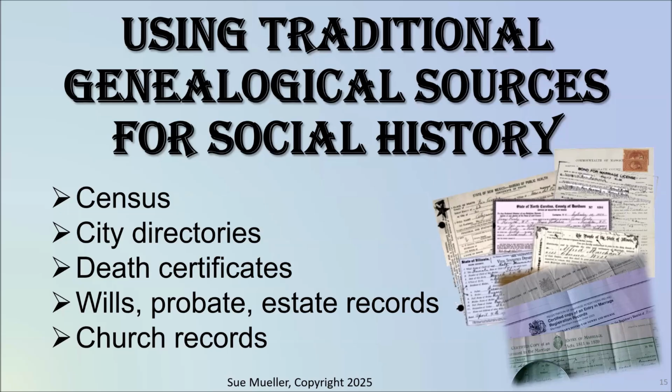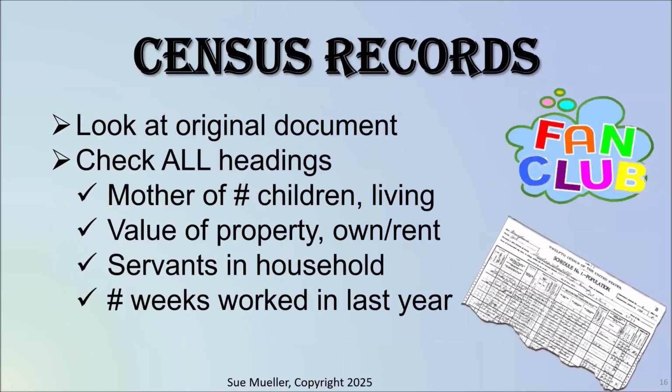Church records are going to be a gold mine. I will probably say this about 10 times in the course of this presentation: always look at the original document. Check all headings, because there's usually more information than has been indexed. That may include the value of the property, whether someone owned or rented, and that may not be an indexed category. They ask about the number of weeks worked last year, if they had servants in the household, those kinds of things may not be indexed. So if you're depending on just the index, you are missing the boat.